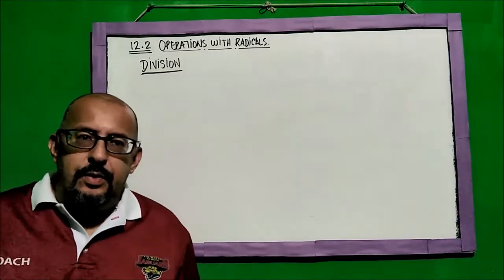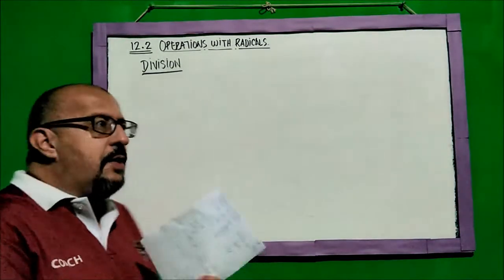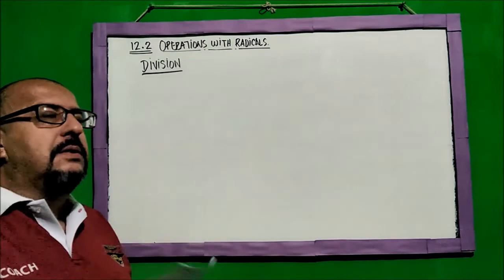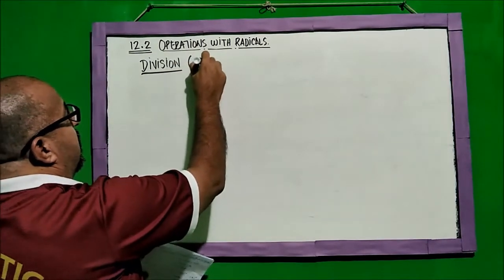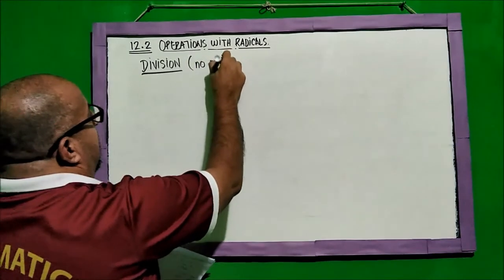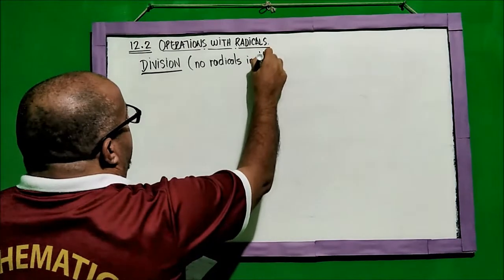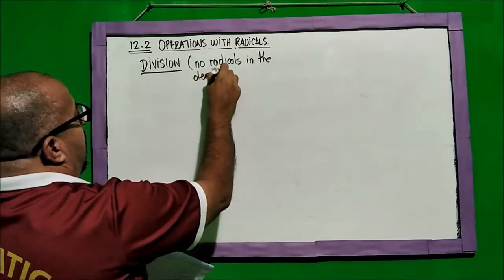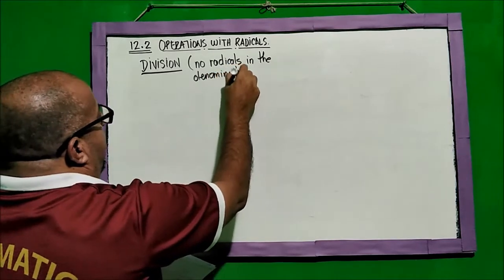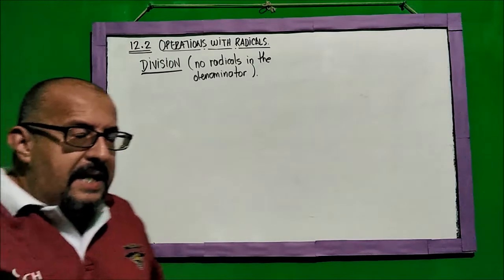Now in this part we will talk about division. The objective in division of radical expressions is that we cannot leave radicals in the denominator. Okay? So, no radicals in the denominator. Very important, because that will be the main objective of this part of the class.